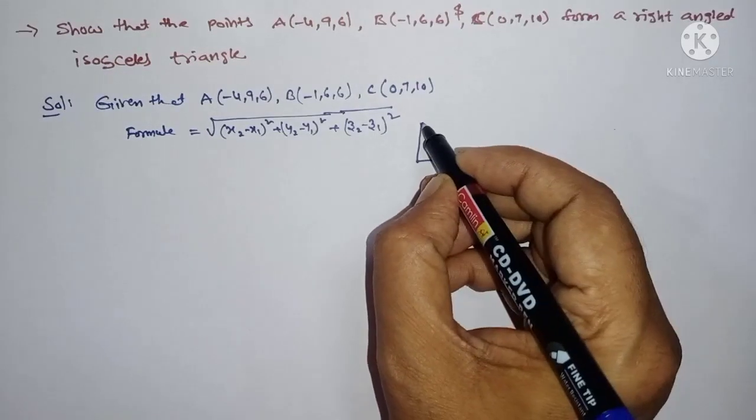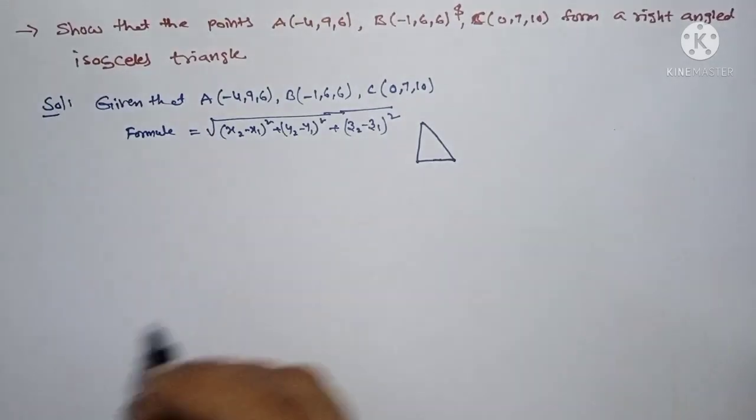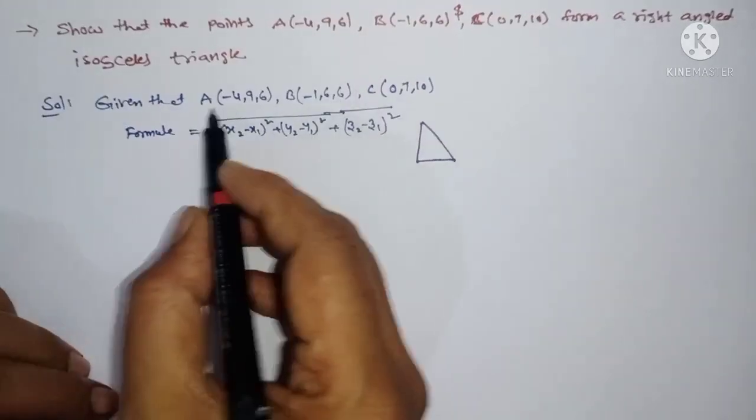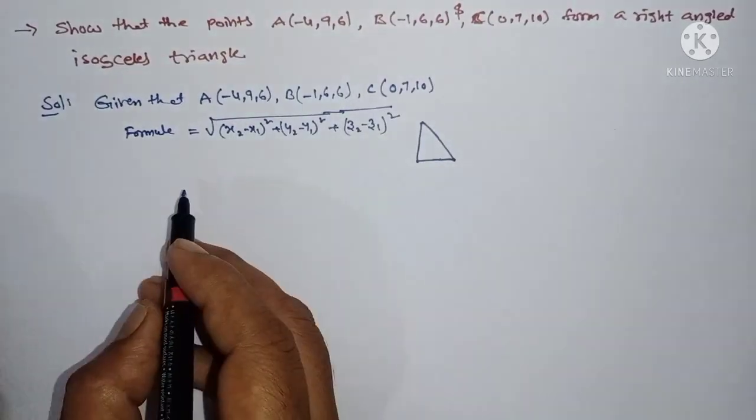What does it mean? You can observe here, two sides must be equal. And what does the Pythagoras theorem say? The sum of the squares of any two sides is equal to the square of the remaining side. Therefore, that is called a right angle triangle. We are given 3 vertices, and I am taking A, B, C as they are.